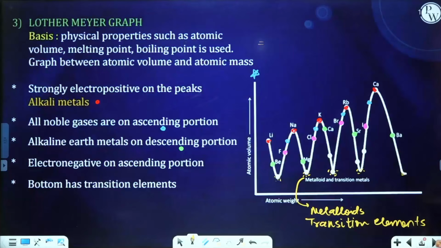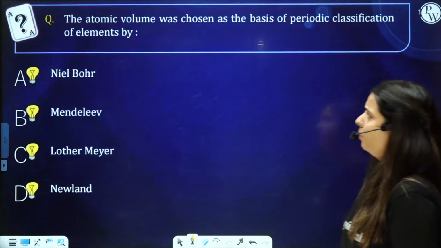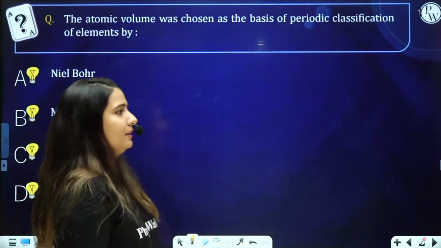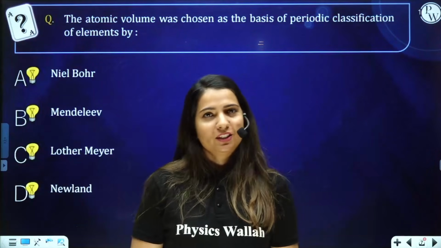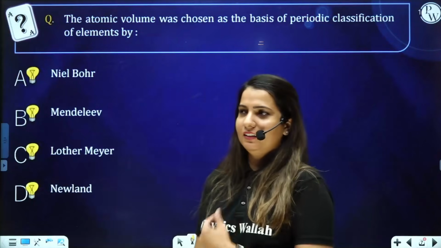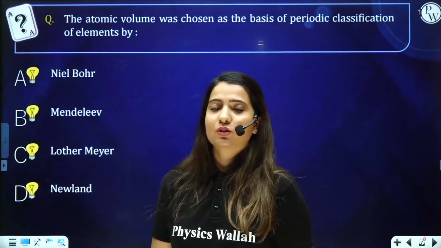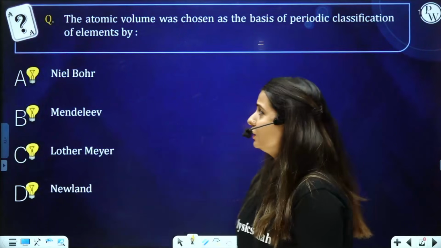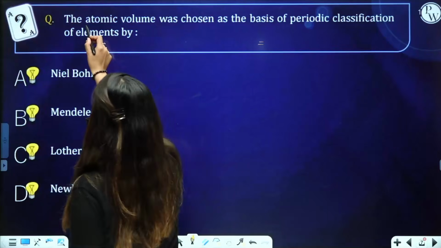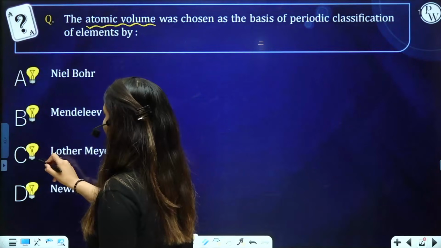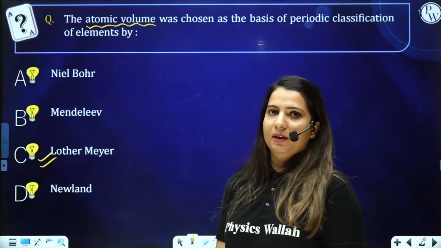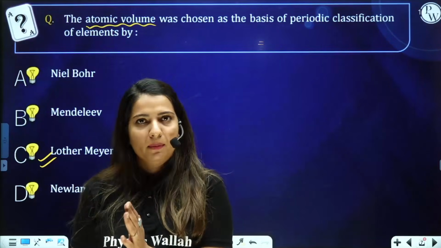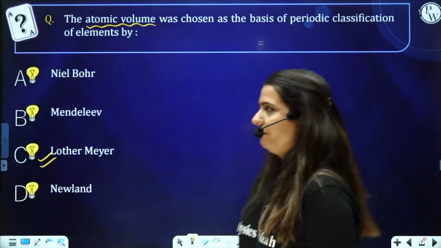After that, we have: the atomic volume was chosen as the basis of the periodic classification of elements by whom? This is a previous year question which has been asked. I have not written the year, but every question present in the class today will be a previous year question, and if you are able to solve them, you will have very good confidence, right? So you know that atomic volume was the basis of selection for whom? We have discussed Lothar-Meyer. The atomic volume graph with respect to the atomic mass was made by Lothar-Meyer. Done. We have done this question.